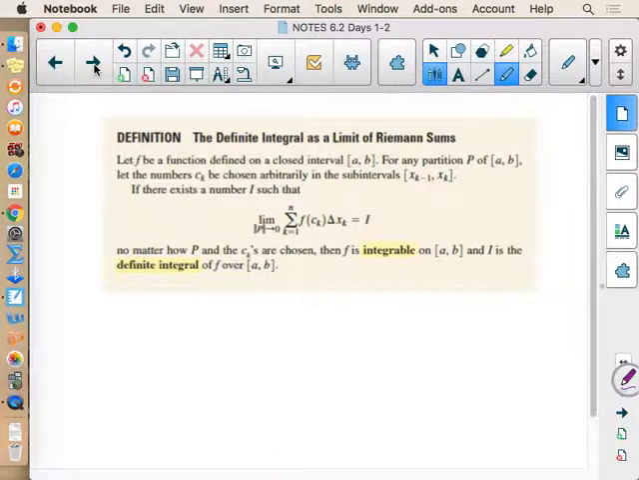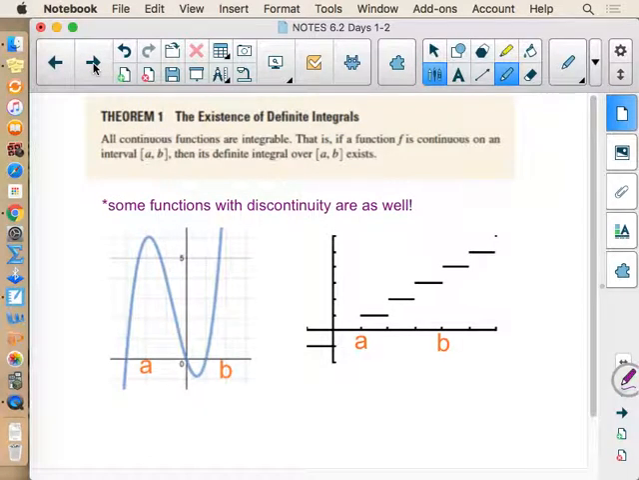This page is a box from the book. It's just a definition from the book, and it says exactly what our last page said. Let f be a function defined on a closed interval. So we're speaking of a particular portion of a graph. For any partition of that interval, so we're talking subintervals, let the numbers be chosen arbitrarily, meaning I could break up how many subintervals I would like into as many as possible. If there exists an integral, no matter how we break it up, then we call it integrable, able to have that definite integral found, that final number that will represent the sum of all the changes that we're adding up.